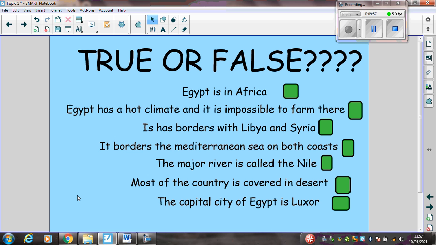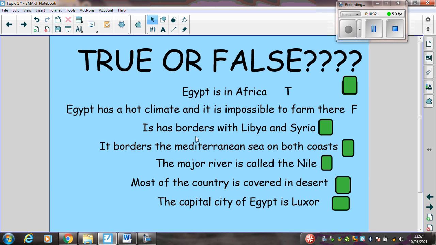So we'll go back to this true or false quiz that we started at the beginning of the session, and we'll go through the answers now. Is Egypt in Africa? That is true. Egypt is part of the continent Africa, and it is very, very hot there. Egypt has a hot climate, as in impossible to farm there. That is actually false. As we've talked about the River Nile, farming is possible, but it obviously has to be near a water source. Hence why a lot of Egypt is populated along the River Nile and not really anywhere else.